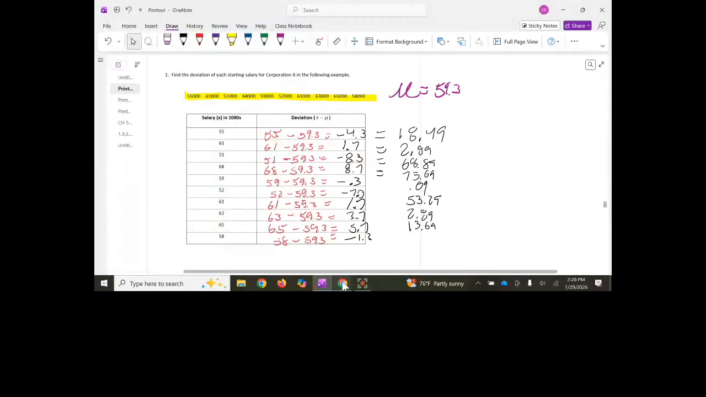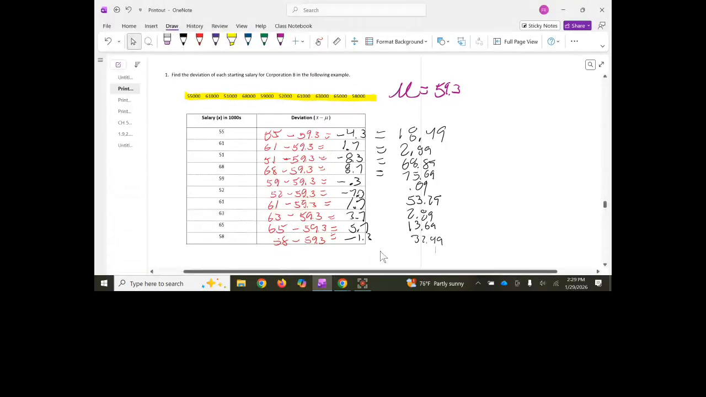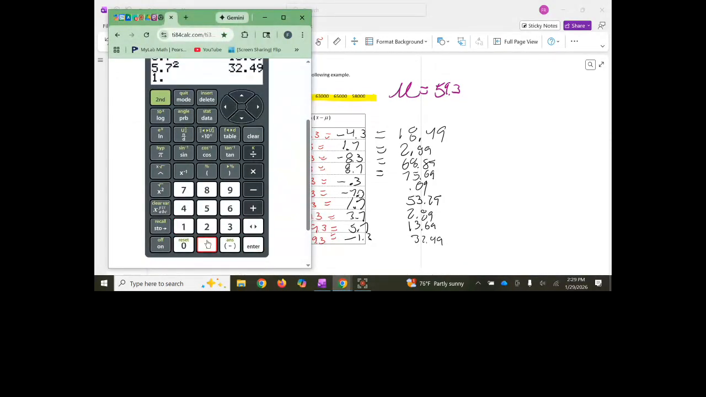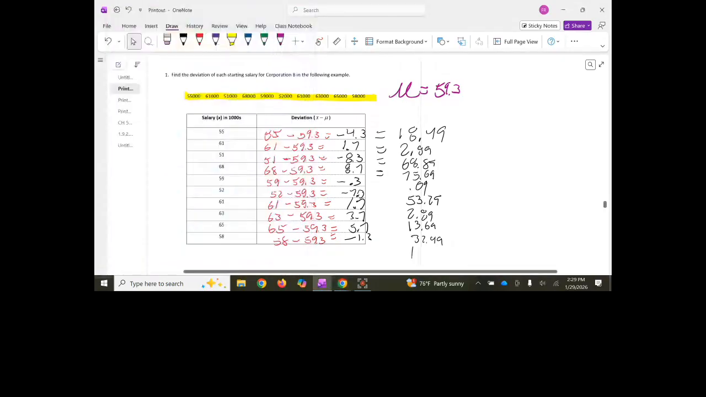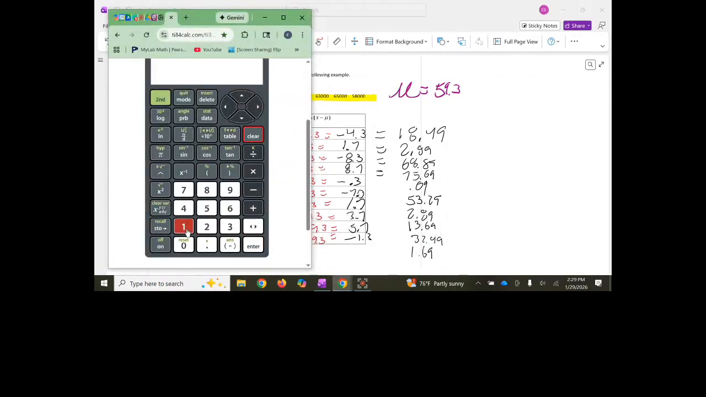All right, two more, y'all. 5.7 squared, 32.49, and then finally 1.3 squared. Okay, 1.3 squared is 1.69. Now, y'all, what I'm going to do here is add up all these guys together. It's going to take me a minute, but we're going to do it.